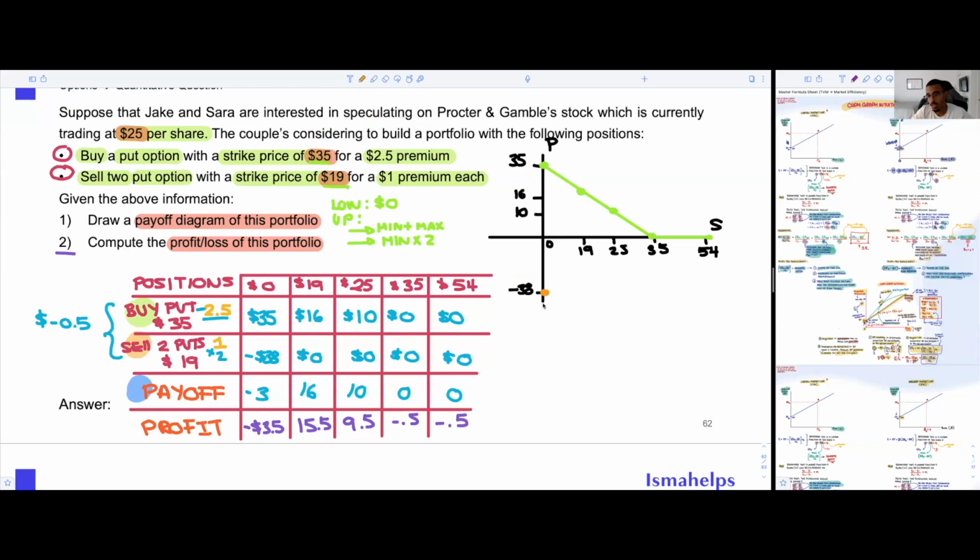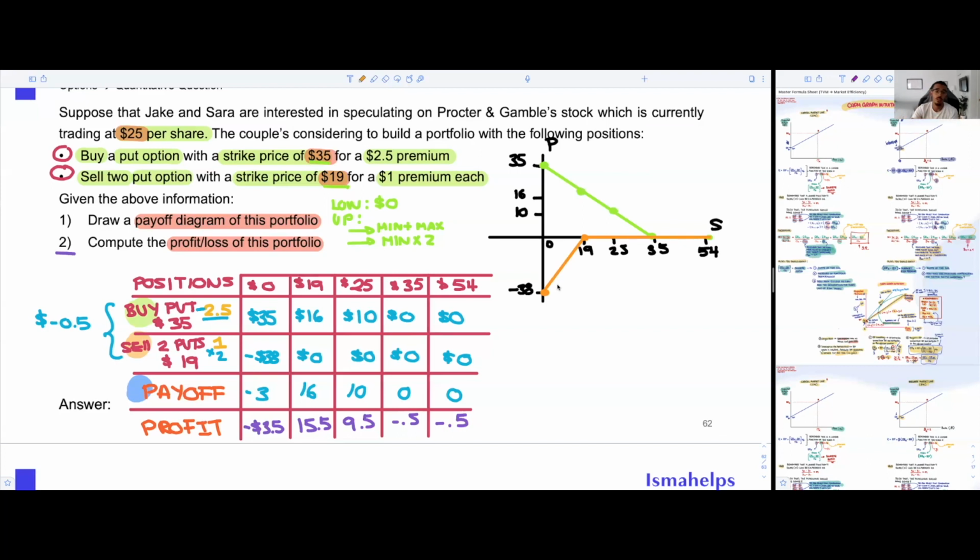And now if we look at the sale of 2 puts, we know that if the stock price is $0, then our payoff would be minus 38. But we also know that our payoff is going to be $0 for 19 bucks, 25 bucks, 35 bucks, and 54 bucks if these were the actual stock prices. Okay, so this would be our payoff for the second position.